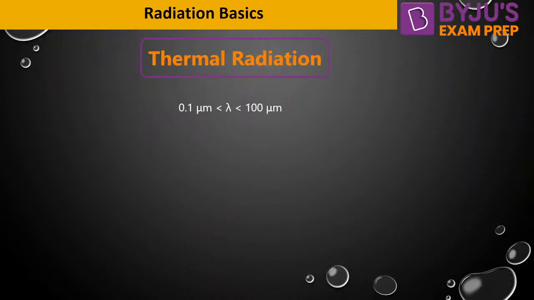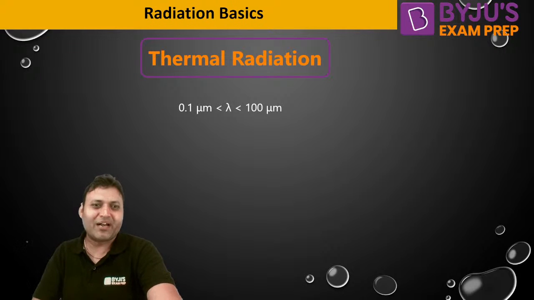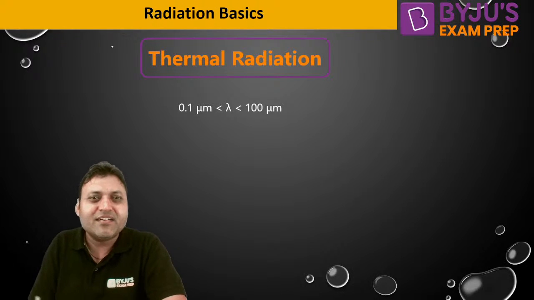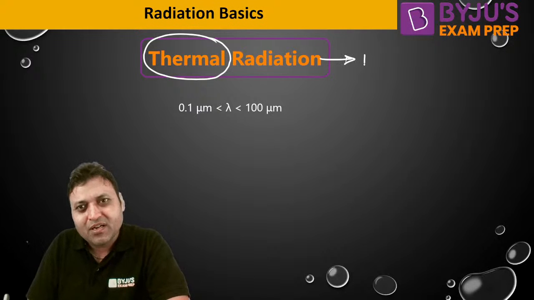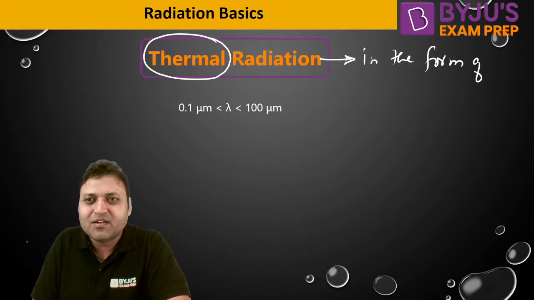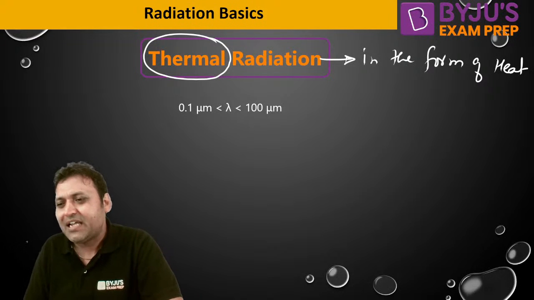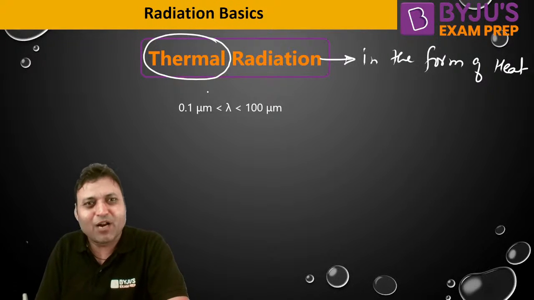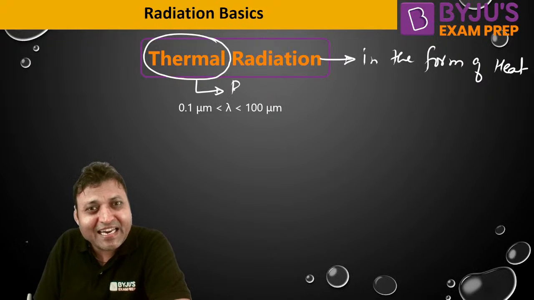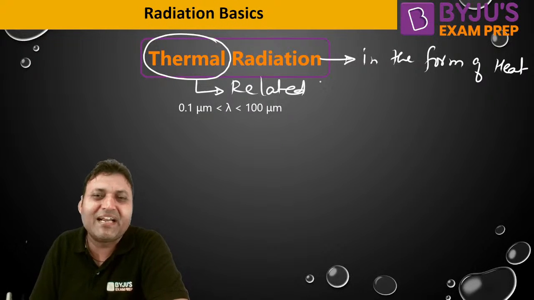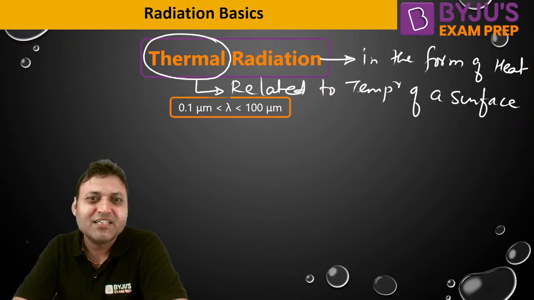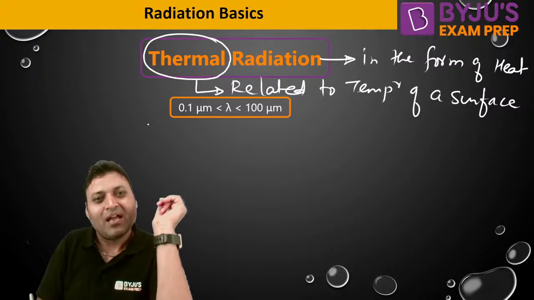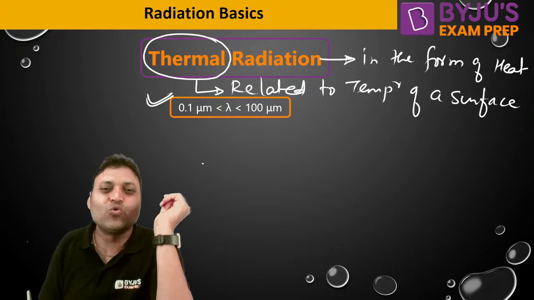Now, what is thermal radiation? Our discussion is all about thermal radiation. Thermal radiation is the appearance of electromagnetic waves in the form of heat. They are called thermal radiation, or we can say they are related to the temperature of a surface, right? And the wavelength range for thermal radiation is 0.1 micrometer to 100 micrometers.